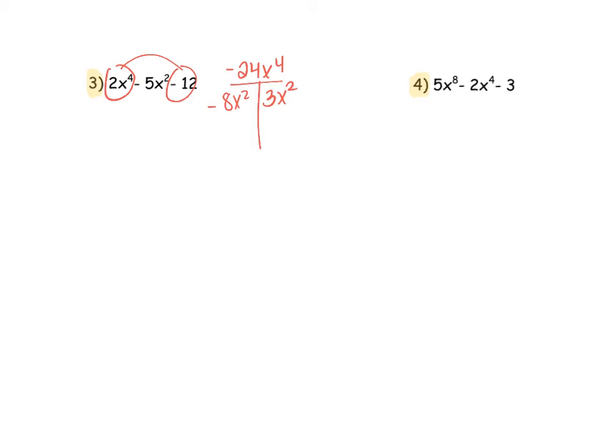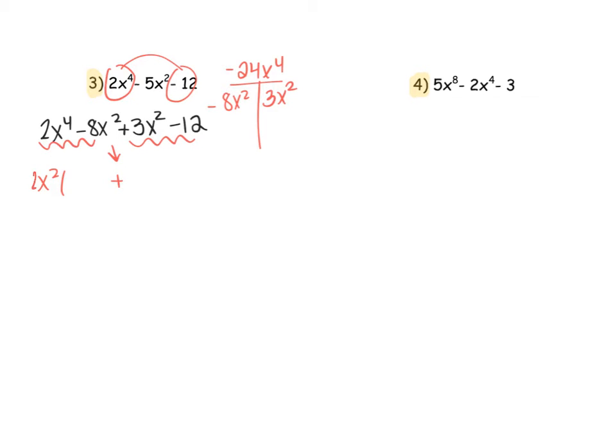So what I did was I brought down my first term, I brought down my last term, and I filled the middle with negative 8x squared and positive 3x squared. So then I factored by grouping, group the first two, group the second two, and bring down the plus. The GCF was 2x squared.